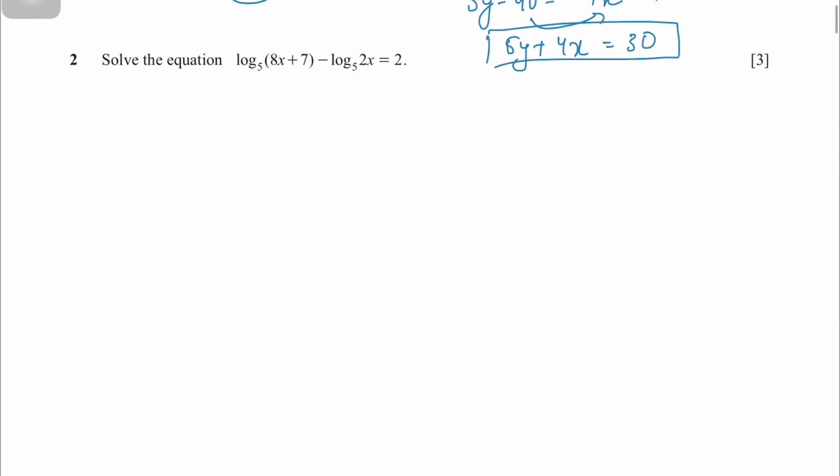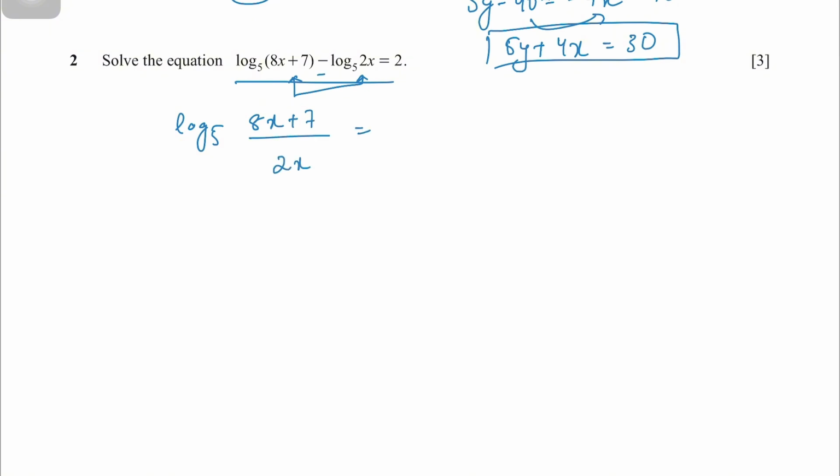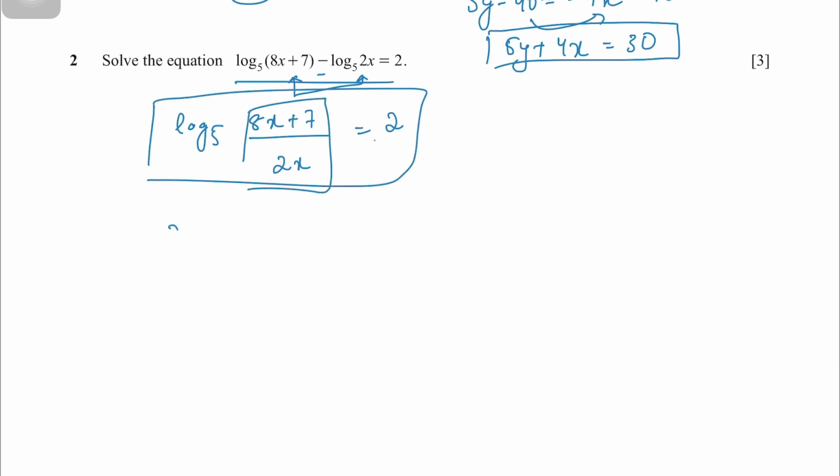Now moving on, we have to solve this equation. So let's solve this. We'll be using the quotient law, which will merge these two logs. So this would be log base 5 of (8x plus 7) over 2x, since it's negative, so the 2x would be divided, and this would be 2. So we'll solve this. This would be 5 power 2 equals this, so this would be 25 equals 8x plus 7 over 2x.